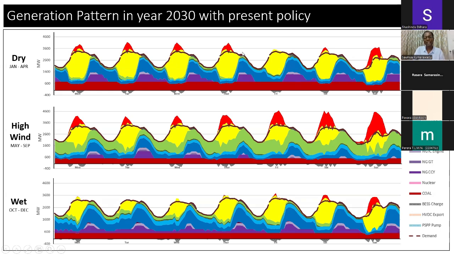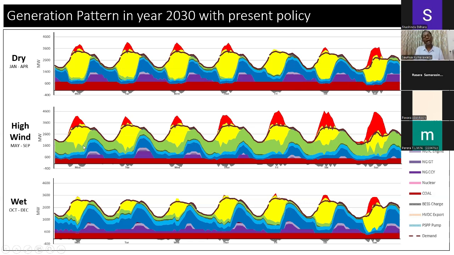We have excess power. So you can see in the first one, in the dry season, the right corner one, it's a Sunday. On a sunny Sunday, there are a lot of curtailments. These red colored ones are curtailments. In windy season, we have a lot of wind.